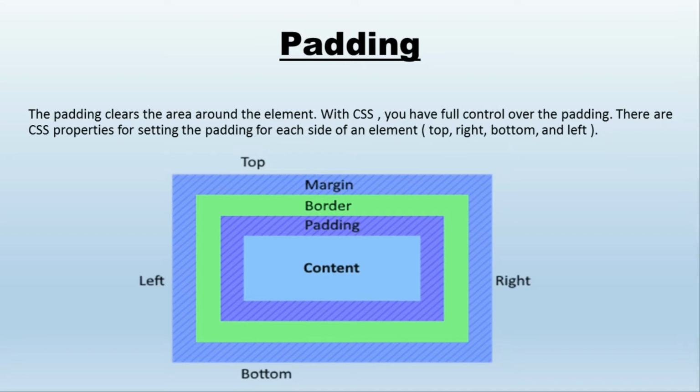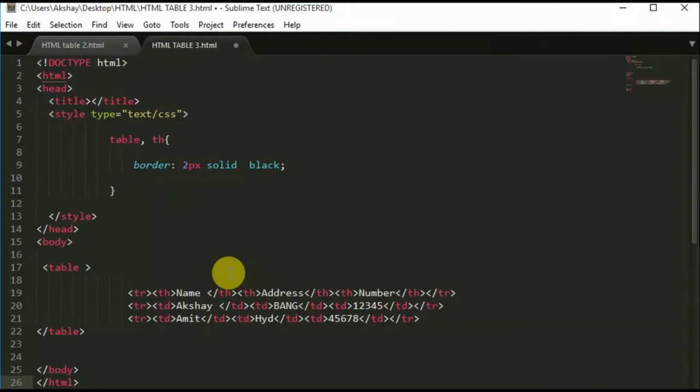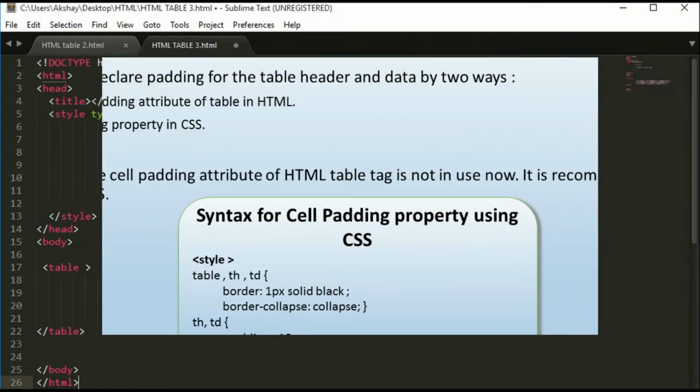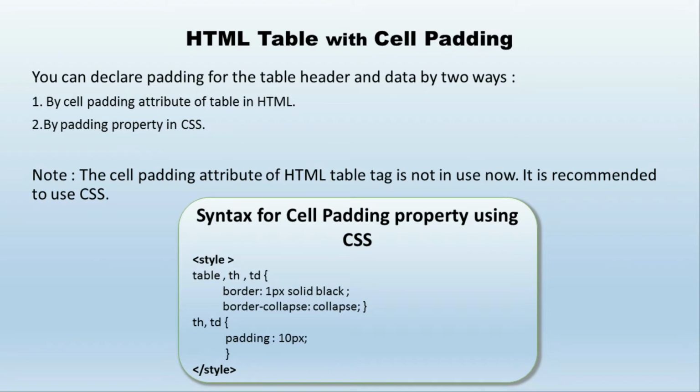With CSS, you can have full control over the padding, and there are different properties for setting the padding for each cell, from top, right, left, and bottom, as you can see in this image as well. First, make sure you understand padding. Next, how can we apply padding? We can use two ways to apply padding: by using the cellpadding attribute of a table, or by the padding property in CSS.